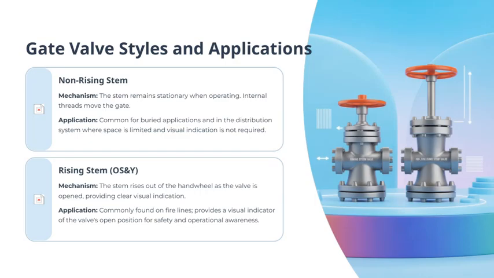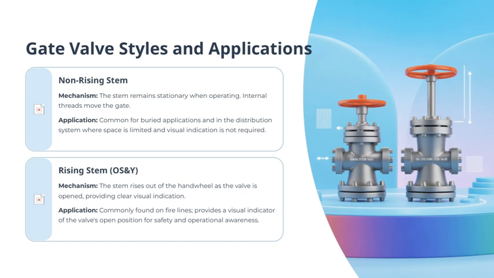Let's talk about the application of these gate valves. The first type, the rising stem or OS&Y, is commonly found on fire lines. This is because it provides a clear visual indicator of whether the valve is open or closed, which is crucial for safety and operational awareness.